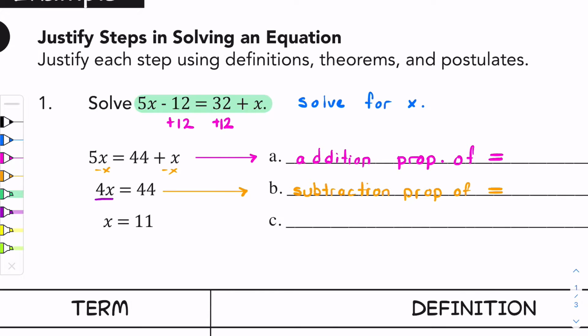And for the last step, I would divide both sides by 4, giving us x is equal to 11. And in order to get x equals 11, we divided both sides by 4, or we used the division property of equality.